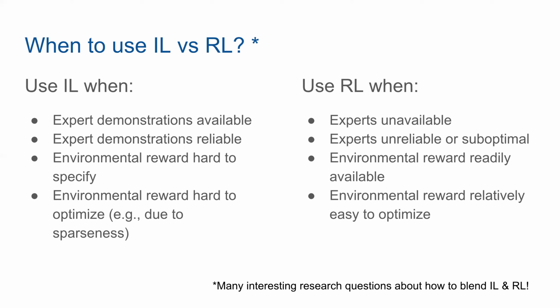One should use reinforcement learning when experts are unavailable or unreliable or highly suboptimal, when there's a reward function that is readily available or easy to specify and relatively easy to optimize. For example, it's dense in the state action space rather than sparse. And of course, there are many interesting research questions about how to blend imitation learning and reinforcement learning, and we'll touch on some of those later on in this lecture, and we'll have another lecture that touches on them in more detail.